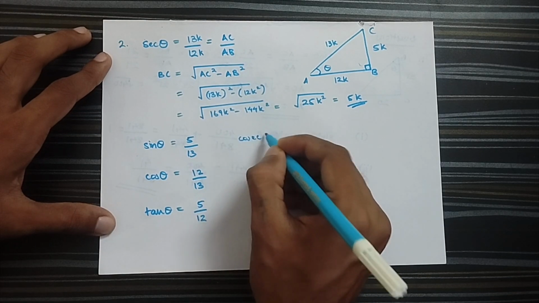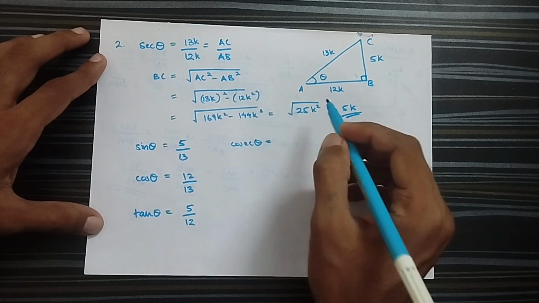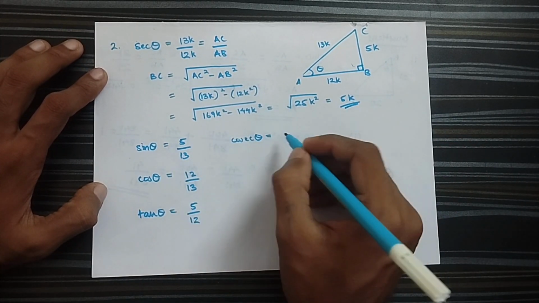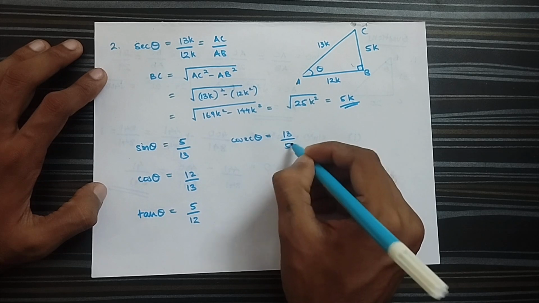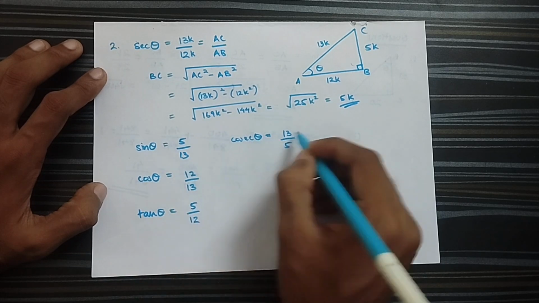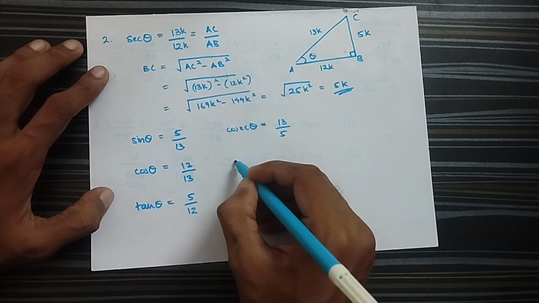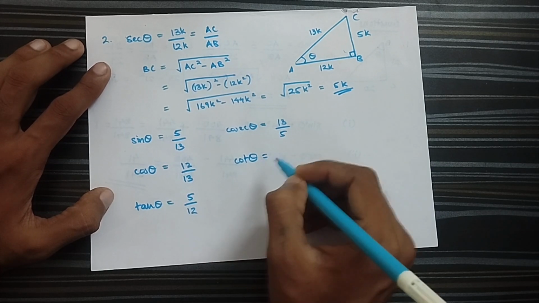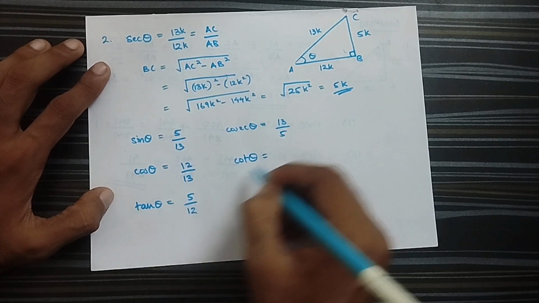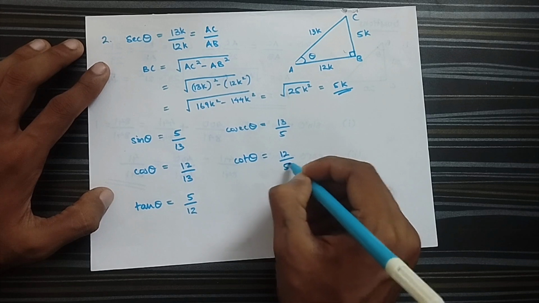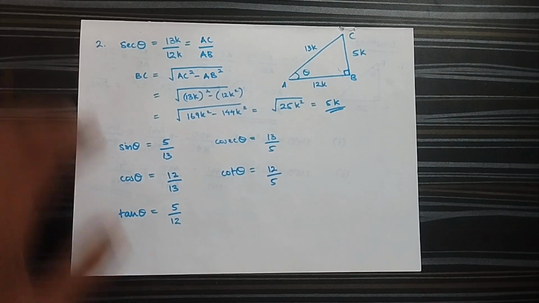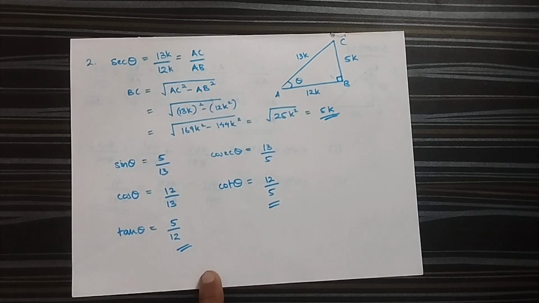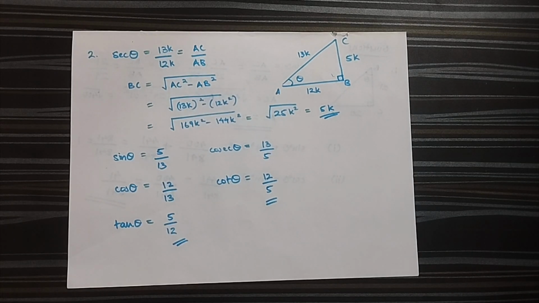Cosec theta is hypotenuse by opposite side, or the multiplicative inverse of sin theta, 13 by 5. Then sec theta is the question. Then we need cot theta. Cot theta is the reciprocal of tan theta, so this is 12 by 5. So we found all the remaining 5 trigonometric ratios. Next question.